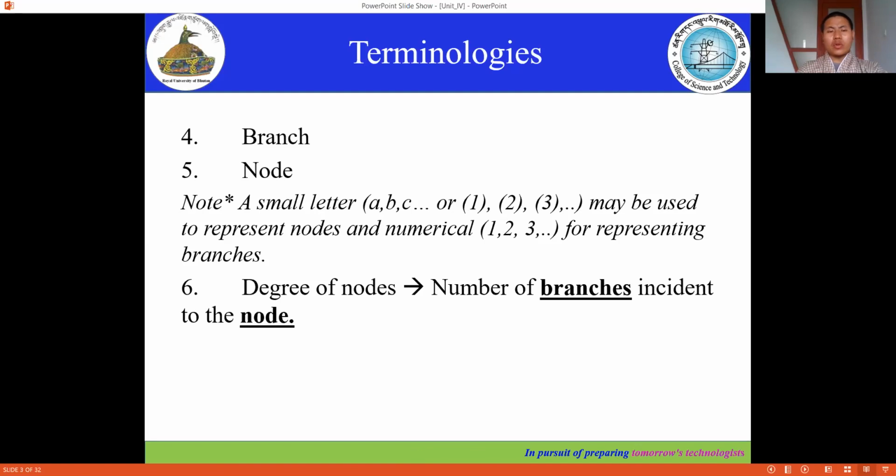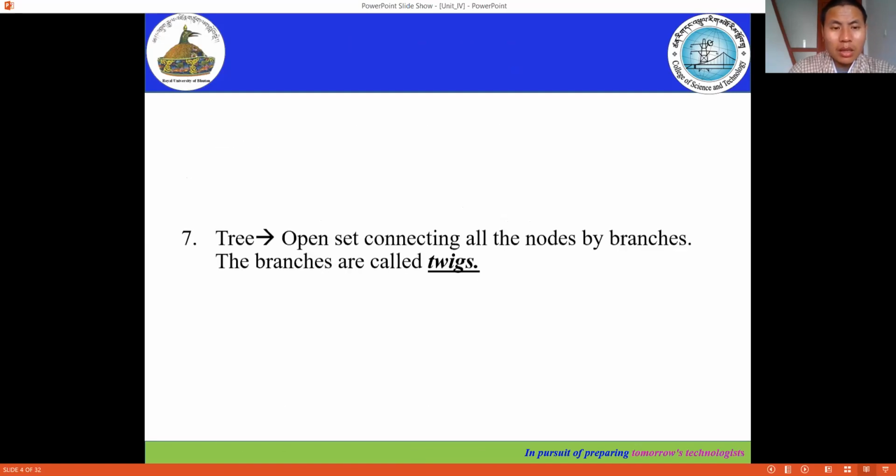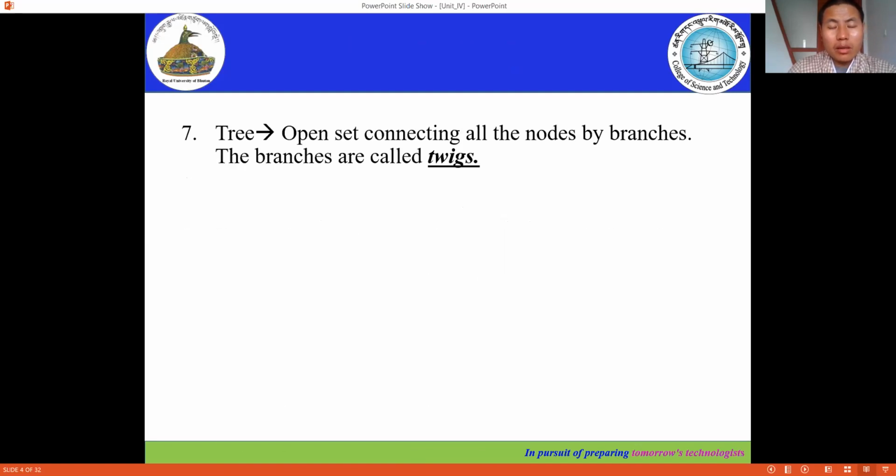And then the degree of a node. When you say degree of a node, it's the number of elements or the number of branches connected to that node. Another terminology is tree. The open set connecting all the nodes by branches is called a tree. Tree means it's an open set. To form the tree from the graph, you will not have a closed path. It's an open set connecting all the nodes by the branches.